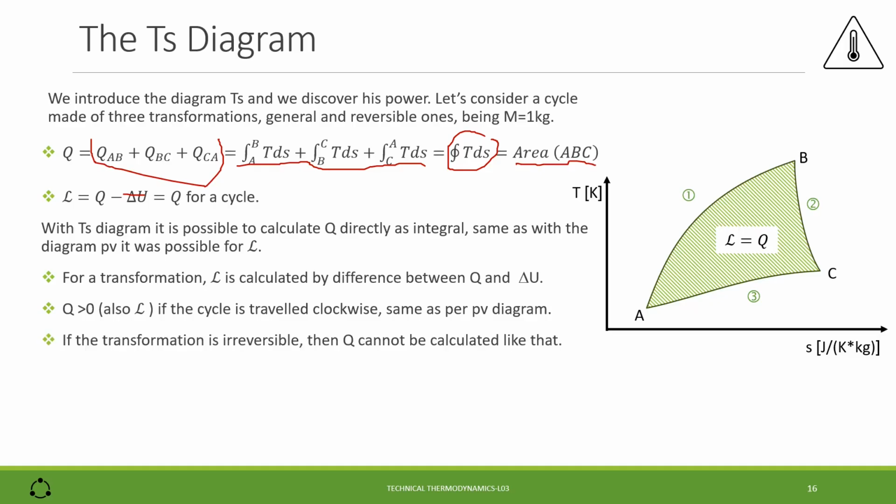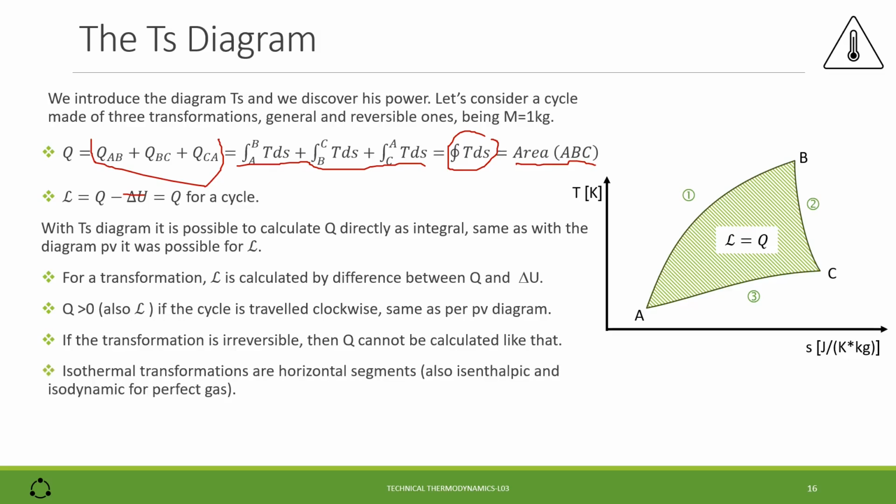If the transformation is irreversible, then Q cannot be calculated like that, also it cannot be calculated by using the integral form of T dS. The isothermal transformations are horizontal segments, and those are also isenthalpic and isodynamic for a perfect gas, while the adiabatic transformations, if reversible, are vertical segments.